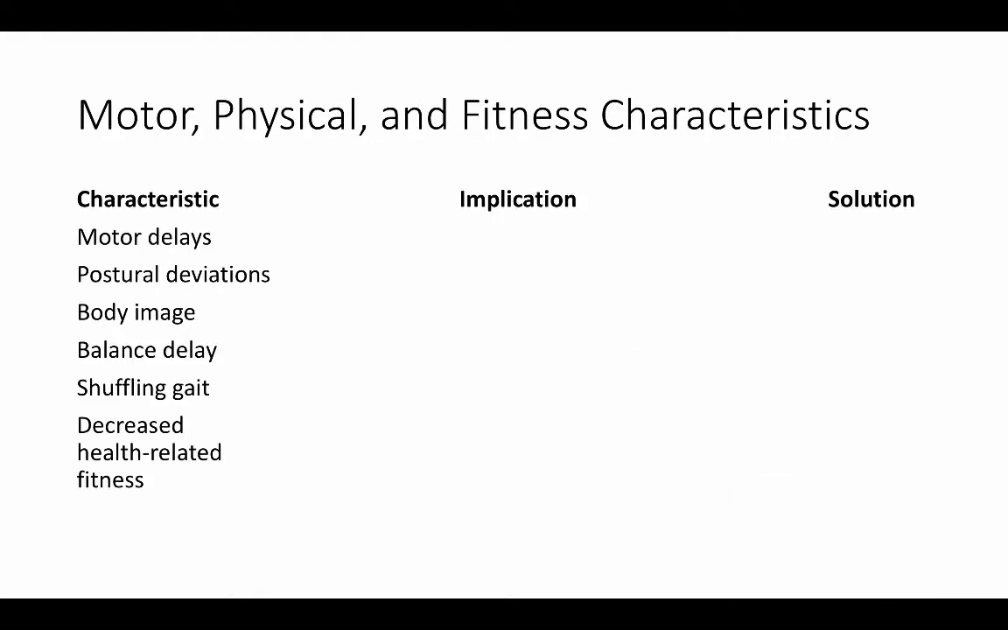So in your textbook, it talks about motor, physical, and fitness characteristics. So I put down the characteristics that individuals with vision loss usually have: some type of motor delay, postural deviations, issues with their body image, some delays in balance, at times a shuffling walking gait, and also decreased health-related fitness. That can be muscular strength, muscular endurance, flexibility.